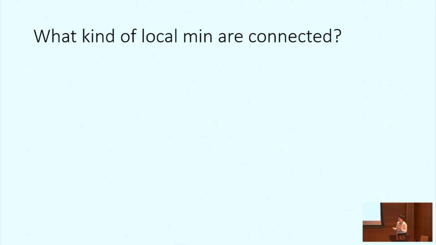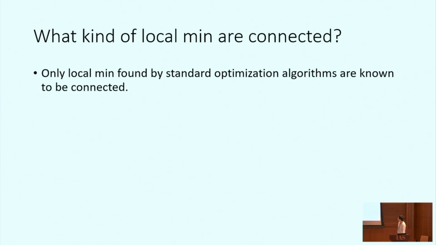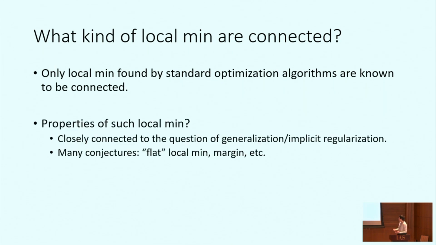So we need to ask ourselves, why do we still observe that all the local minima found in practice are connected? It is widely believed that standard optimization algorithms, such as gradient descent, will only find very special local minima. There are many conjectures about what properties these local minima satisfy, and we will see a lot of these later in the workshop. But in this talk, we will focus on a notion that we call dropout stability.